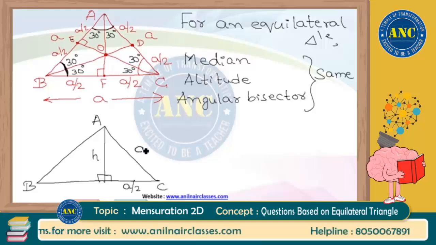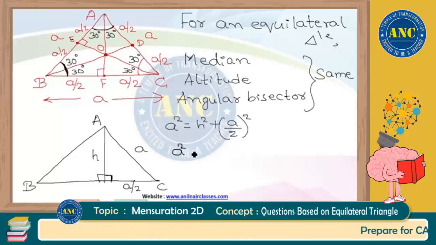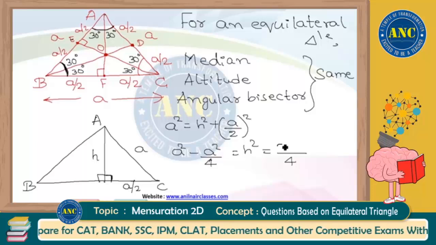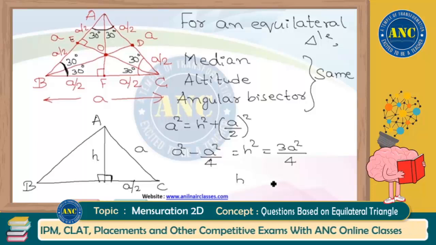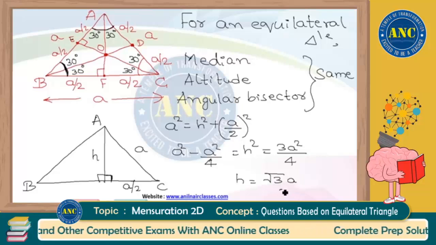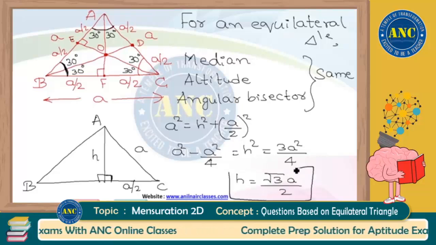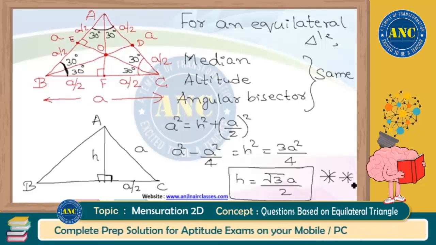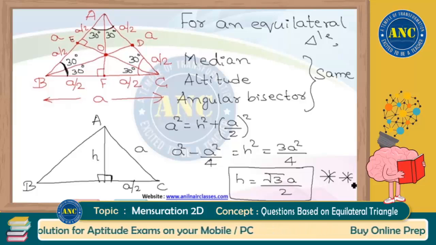Total AC is A. Now, if I require the height, this is a right angle triangle. In a right angle triangle, hypotenuse squared is equal to adjacent squared plus opposite squared: A square is equal to H square plus A by 2 whole square. So this is A square minus A square by 4 is equal to H square. So H square, if I take LCM 4, will be 4A square minus A square, 3A square by 4. H will be root 3 A divided by 2. Very, very important point: height of an equilateral triangle is always given by root 3 A divided by 2, where A is nothing but the side of an equilateral triangle.